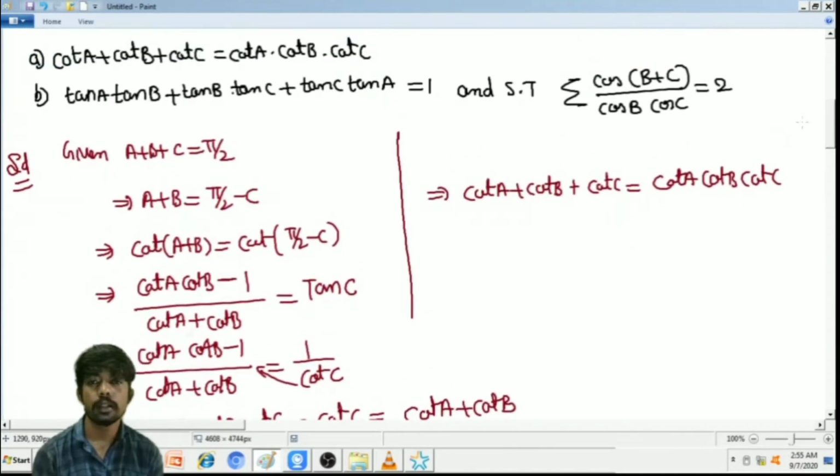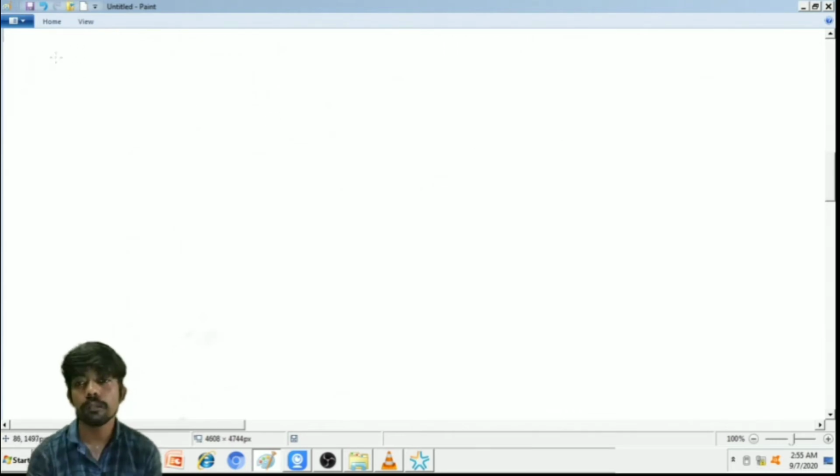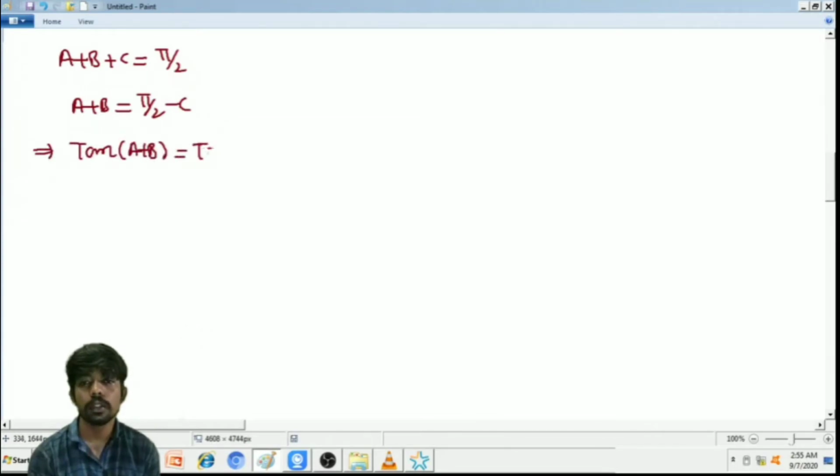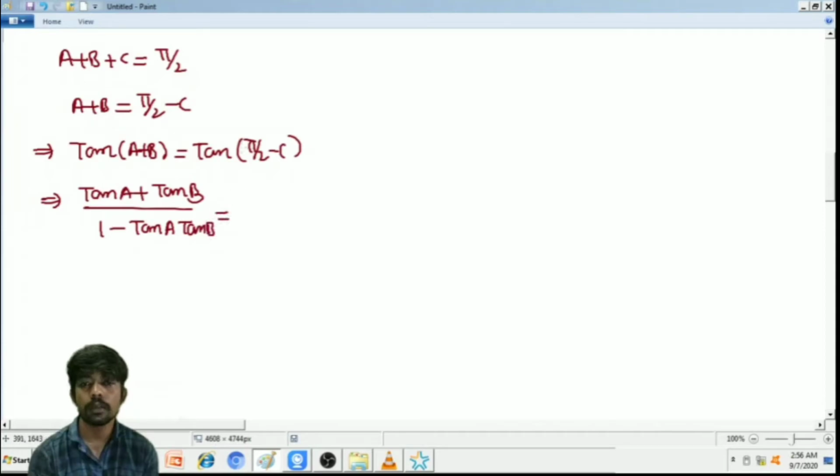Next, second, we need to prove tan a into tan b plus tan b tan c plus tan c tan a is equal to 1. Now I am proving that part. Given a plus b plus c is equal to pi by 2, so a plus b is equal to pi by 2 minus c. Apply tan on both sides because we need to prove tan. Tan of a plus b is equal to tan of pi by 2 minus c. So tan of a plus b formula is tan a plus tan b by 1 minus tan a tan b, is equal to, due to pi by 2, tan changes to cot c.